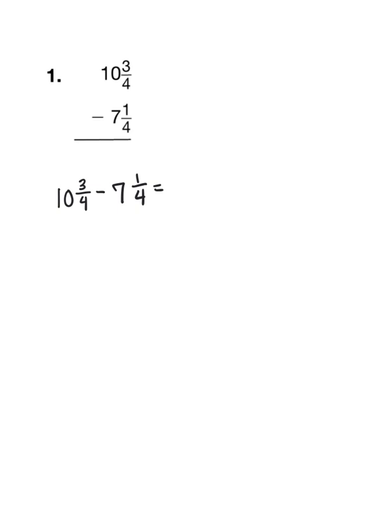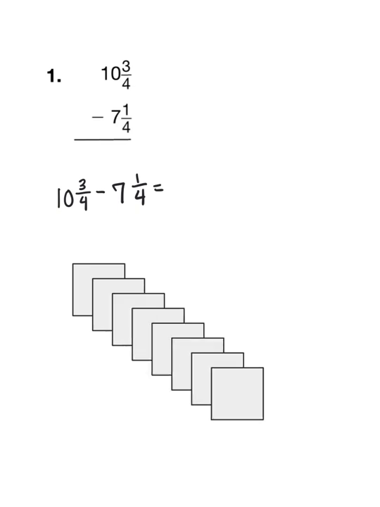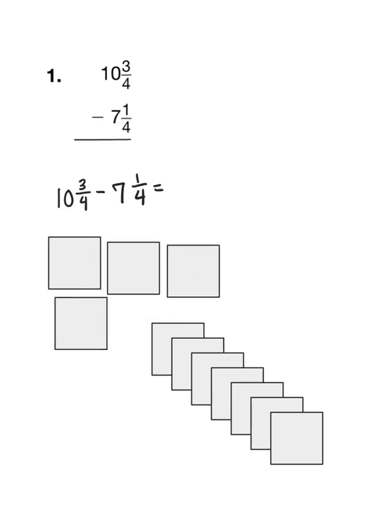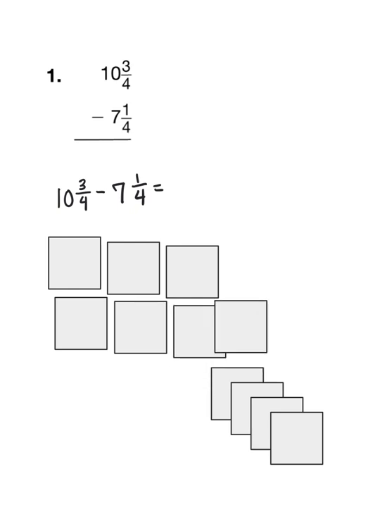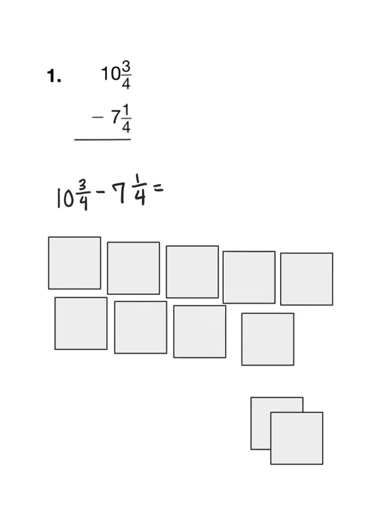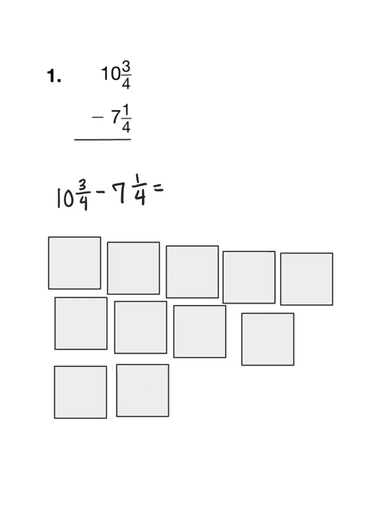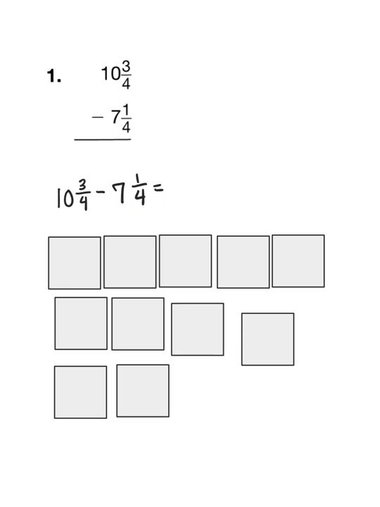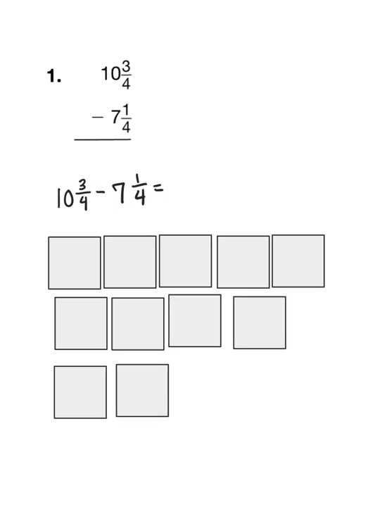Okay, now I'm not going to do all of these problems with a visual model, but I do think to start with it might help you guys. So let's start with our total, which is 10 and 3/4. So here's 11 squares. 10 of them are going to be completely filled in. That represents our 10 wholes. And then 3/4 of the 11th one will be filled in, and that will represent our 3/4.